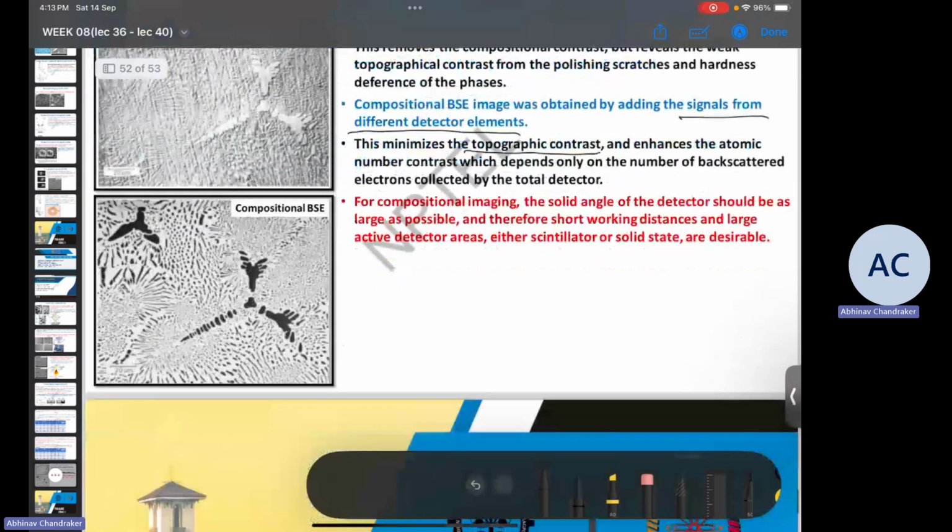Also, before we end, when doing BSE Z contrast imaging, it is preferred to have short working distances so that a higher solid angle detection region is present. The detection cone of solid angle from which detection happens is bigger. So we prefer short working distances, and also we prefer high accelerating voltage so that BSE generation will be slightly more.